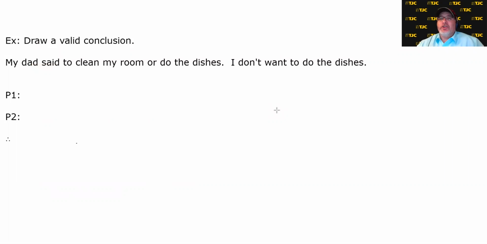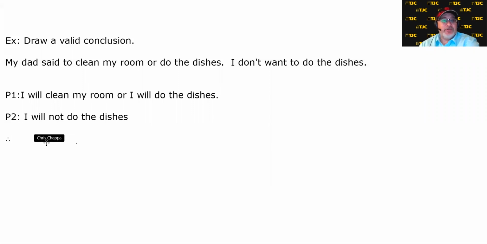Let's try to draw a valid conclusion. My dad said to clean my room or do the dishes. I don't want to do the dishes. Now, assuming both of these are true, what can you conclude? Dad said, clean my room or do the dishes. I don't want to do the dishes. Therefore, first premise, second premise, conclusion: I will clean my room. I think this is fairly common sense, because if I say this or that and it's not one, then it's got to be the other.